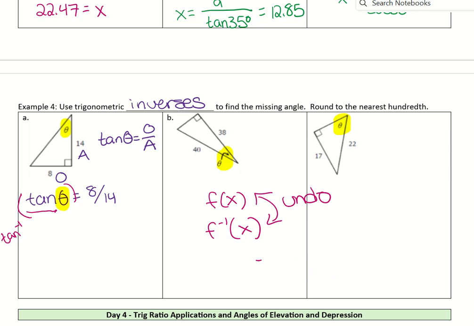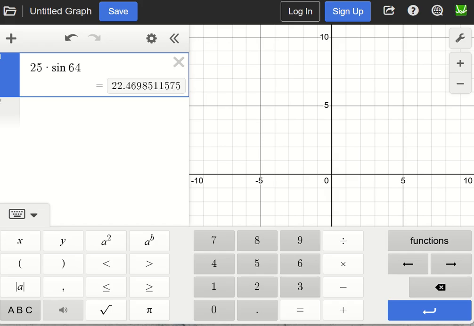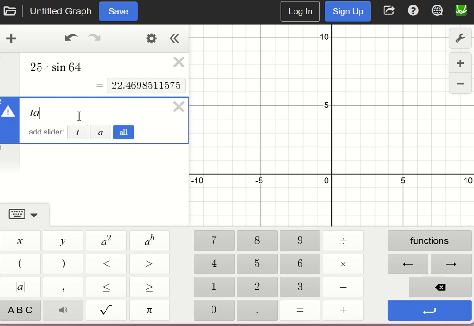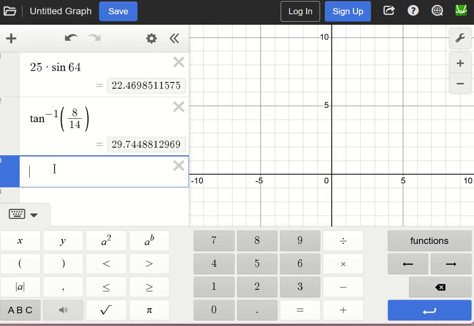So we're going to do the inverse tangent of both sides. We're going to do the inverse tangent over here as well. So what's going to happen is the tangent and inverse will say goodbye to each other and we'll be left with theta. And then we can type the inverse tangent of 8/14 into our calculator. So inverse tangent of 8/14. There we go.